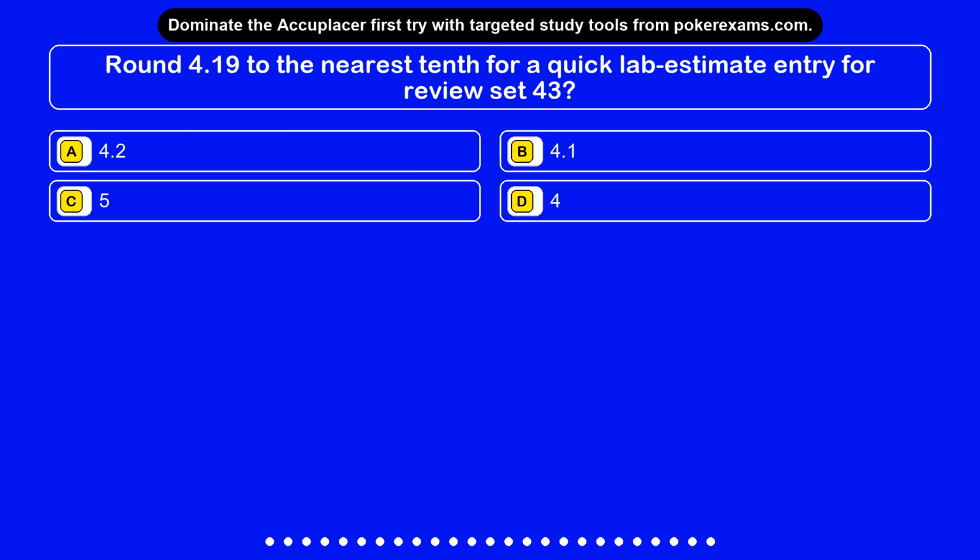Question 3. Round 4.19 to the nearest tenth for a quick lab estimate entry for review set 43. Option A, 4.2. Option B, 4.1. Option C, 5. Option D, 4.